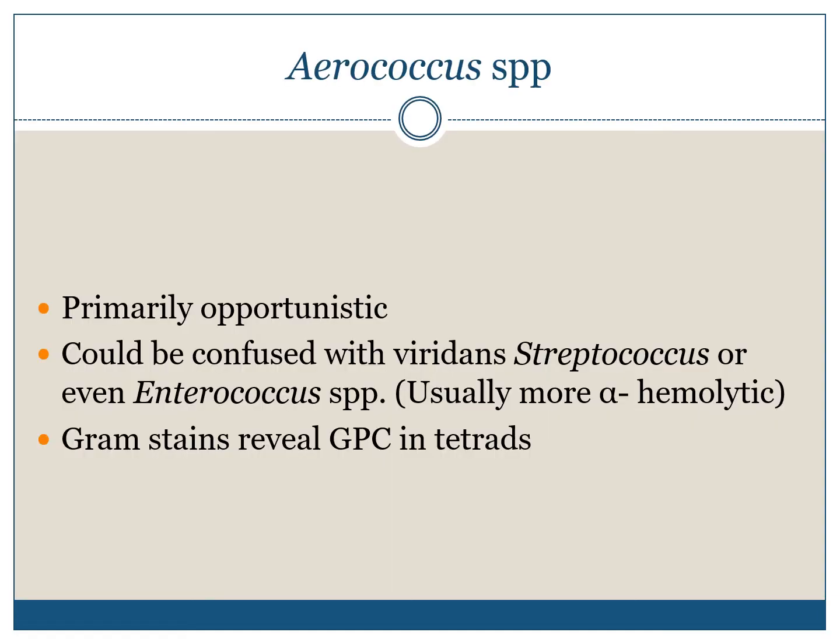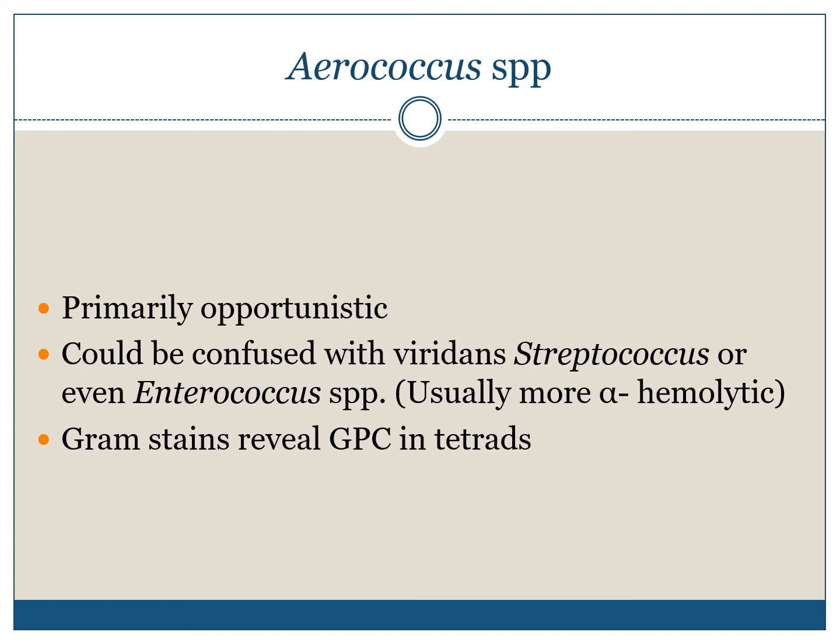Aerococcus is another miscellaneous aerobic gram-positive cocci that is primarily opportunistic. It can actually lead to urinary tract infections and bacteremia. Now, this could be confused with the Streptococcus viridans group, or it may even be confused with Enterococcus, but usually they're more alpha hemolytic looking than gamma hemolytic. The gram stain reveals gram-positive cocci in tetrads. Now, Aerococcus can tolerate 6.5% salt, but don't confuse them with Enterococcus.